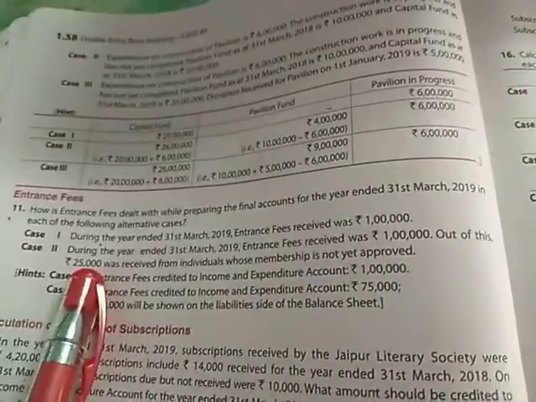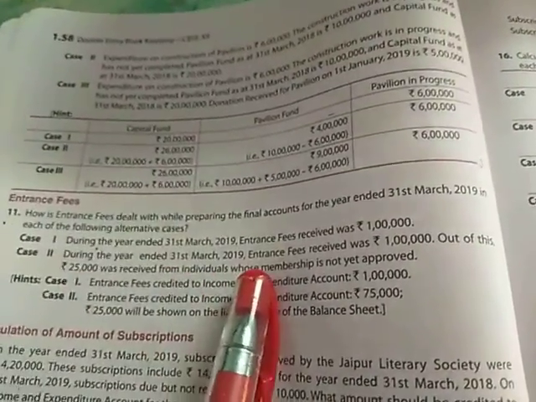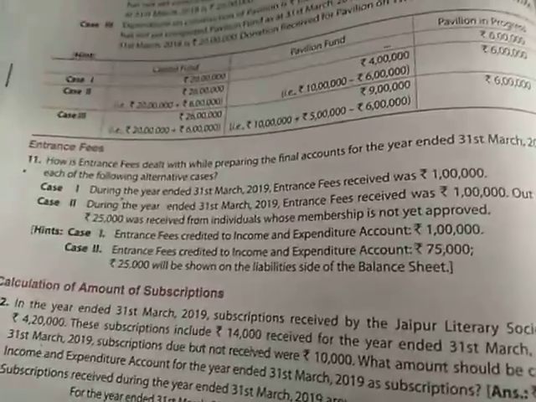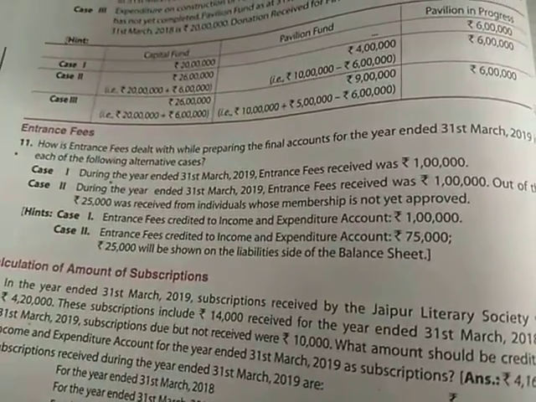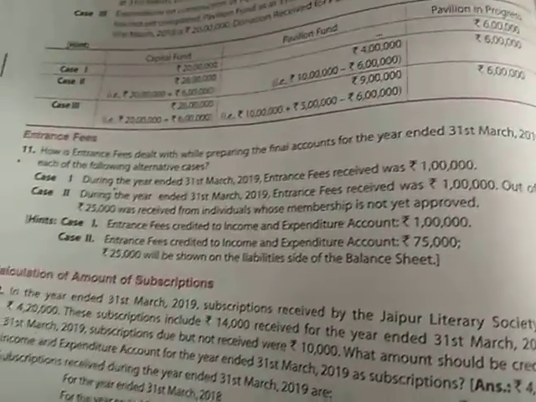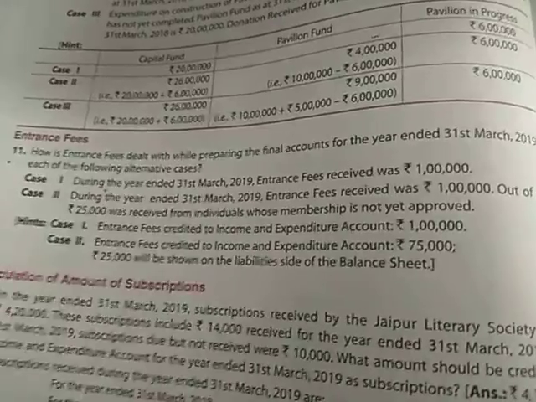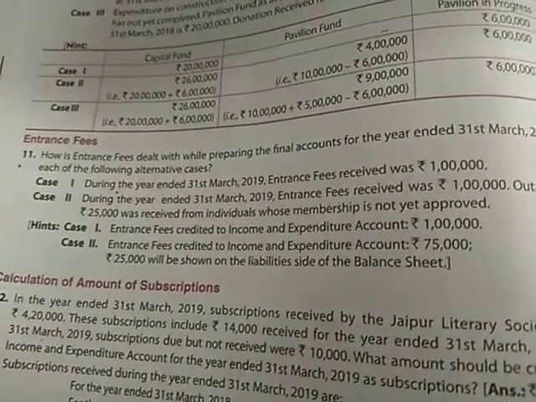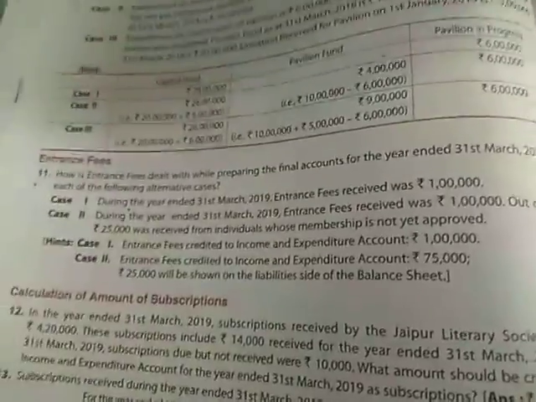Case 2: during the year ended 31st March 2019, entrance fee received was 1 lakh. Out of this, 25,000 was received from individuals whose membership is not yet approved. In case 2 also we have received entrance fee of rupees 1 lakh, but 25,000 of it is from people whose membership is not yet approved. Since membership is not yet approved, this 25,000 will be shown in current liabilities in the balance sheet.